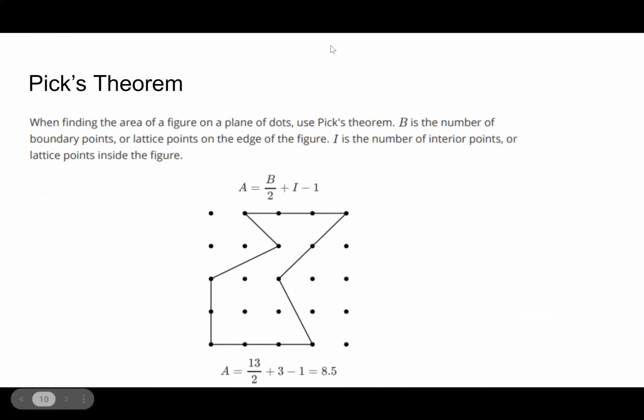Moving on to Pick's theorem. This theorem is kind of useless, but I'll just go through it. There's no way this theorem ever comes up anyway.